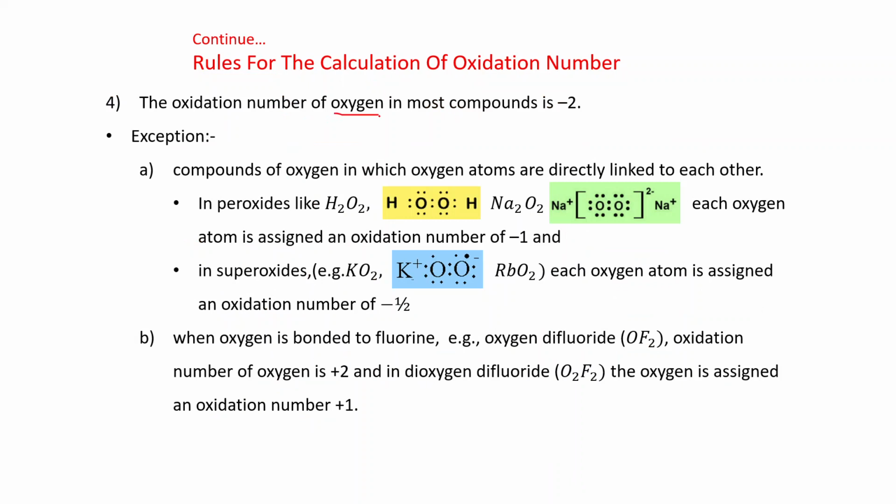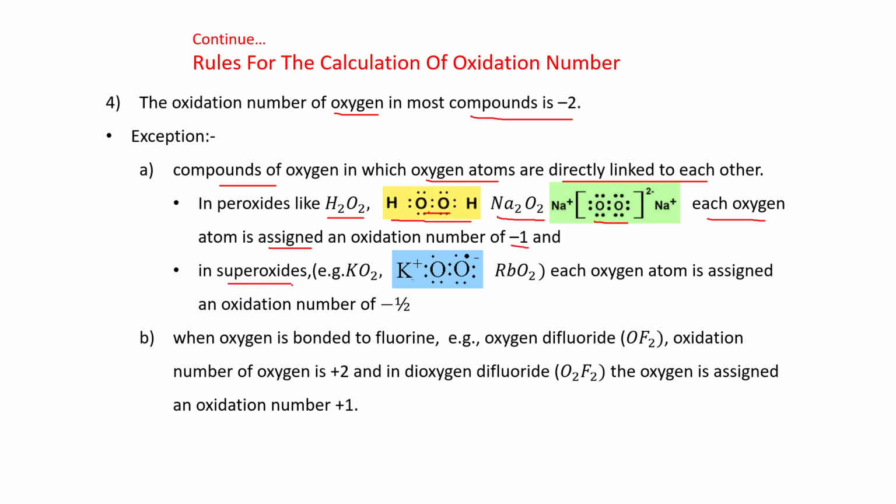The oxidation number of oxygen in most compounds is -2, but there are some exceptions. The first is compounds of oxygen in which oxygen atoms are directly linked to each other. In peroxides like H2O2, hydrogen peroxide, this is the structural formula, and these oxygen atoms are directly linked to each other. Na2O2, sodium peroxide, again oxygen atoms are directly linked. In peroxides, each oxygen atom is assigned an oxidation number of -1.